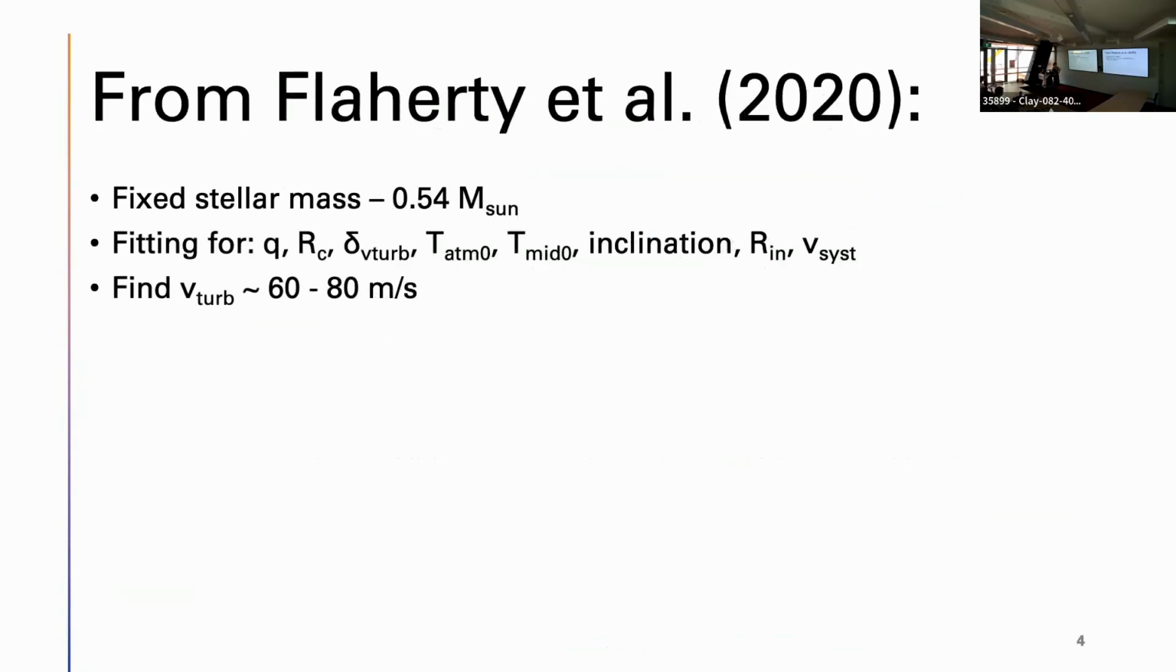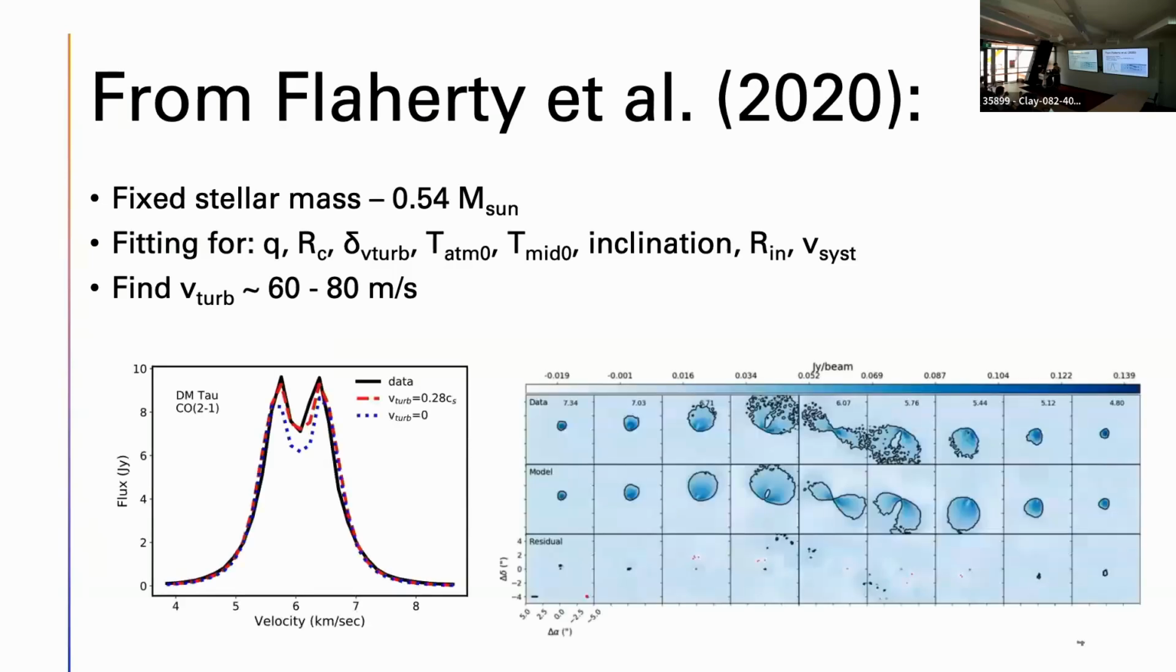In their paper, they assumed a fixed stellar mass of 0.54 solar masses from the literature, and they fit for the following parameters: the temperature scaling index, the critical radius of the disk, turbulent velocity, different temperatures in the disk, the inclination, inner radius, and the systemic velocity of the disk. And they found a turbulent velocity of about 60 to 80 meters per second. And here are some plots from the paper just to show you.